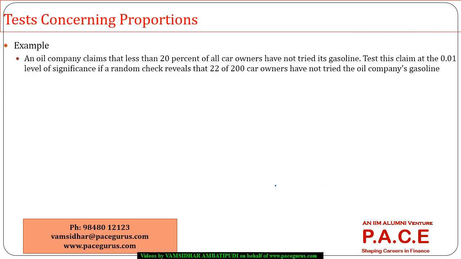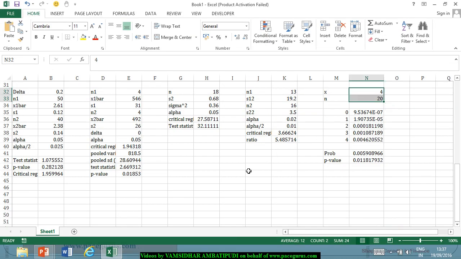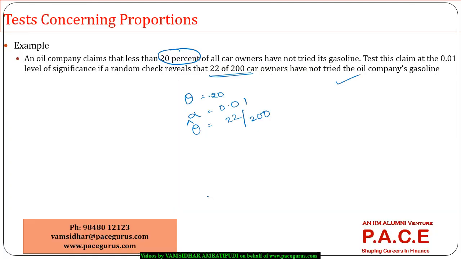Just looking at one small example regarding the same: an oil company claims that less than 20% of all car owners have not tried its gasoline. So theta we are talking about as 0.2 or 20%. Test this claim at 0.01 level of significance, if a random check reveals theta cap is 22 out of 200 car owners have not tried the oil company's gasoline. So the alternate hypothesis is theta is less than 0.2, that less than 20% of all the car owners have not tried. That's where we are looking at only a one-tail kind of test.